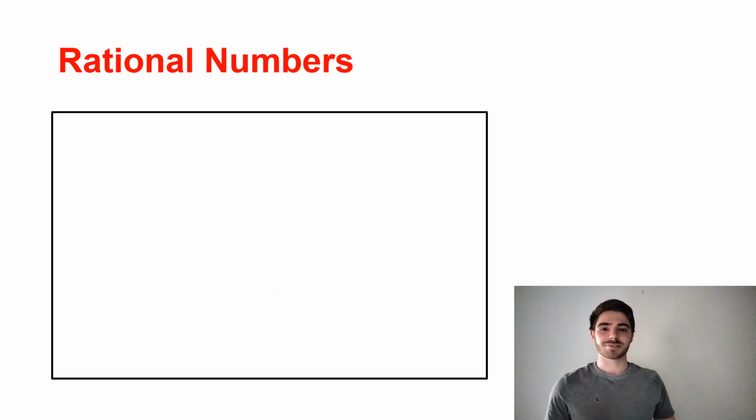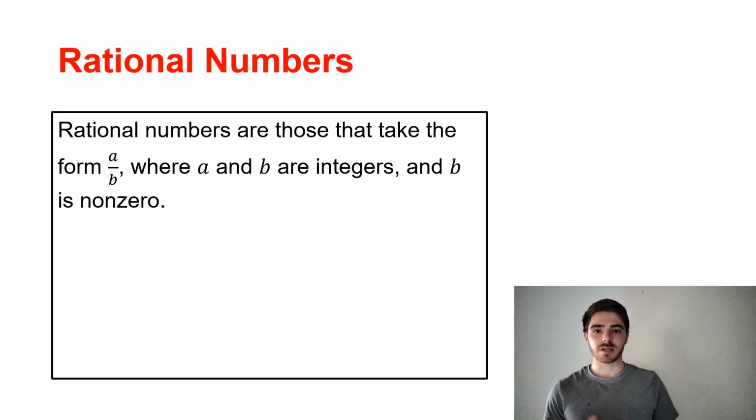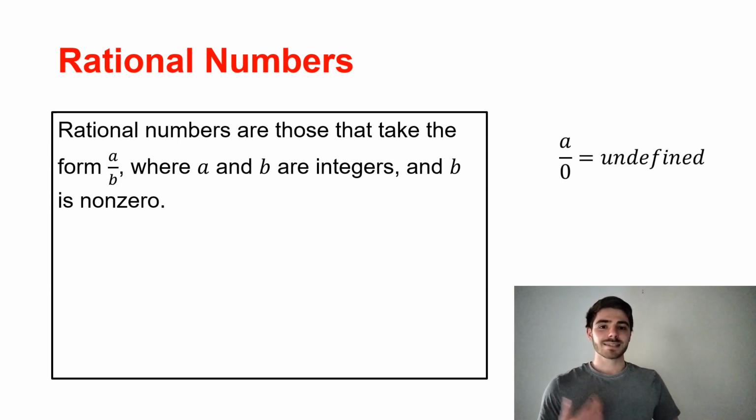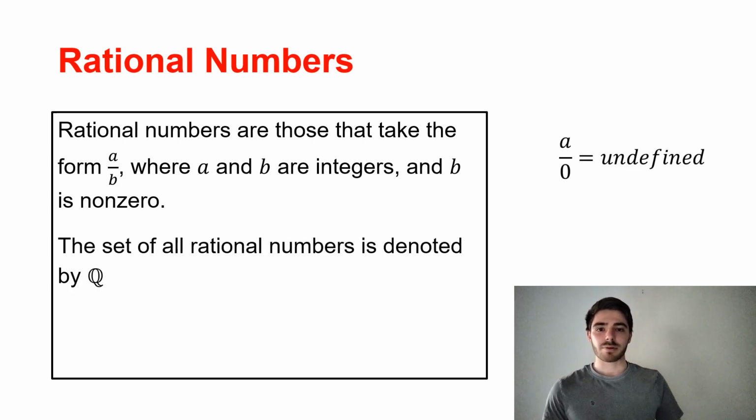So moving on to rational numbers. Simply put, rational numbers are just fractions. They have some numerator a, denominator b. The numerator and denominator must be integers, and the denominator must be non-zero. Because in mathematics we can't divide by 0, or if we do, we call the result undefined. The set of all rational numbers is defined by the capital letter Q.